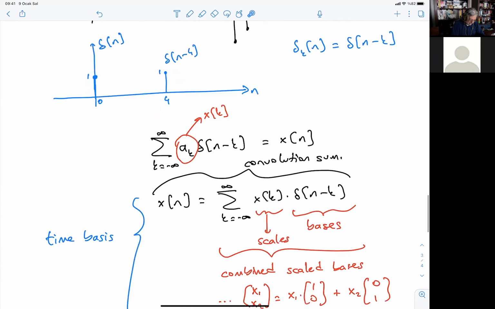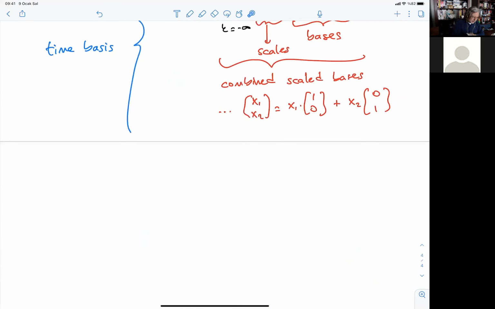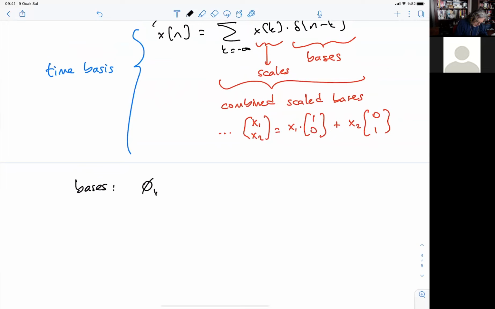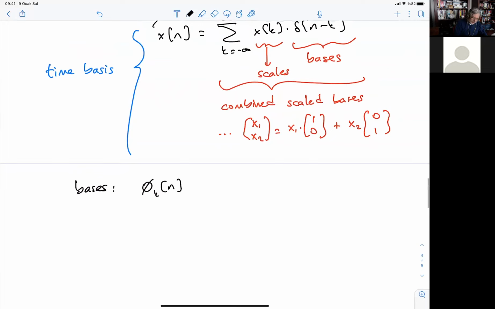That's what a transform is. But of course, for those, the basis must be a basis, which means it must satisfy two properties. So let's call these bases phi sub k of n. For this one, it is delta n minus k. Phi sub k of n is delta n minus k for our example.